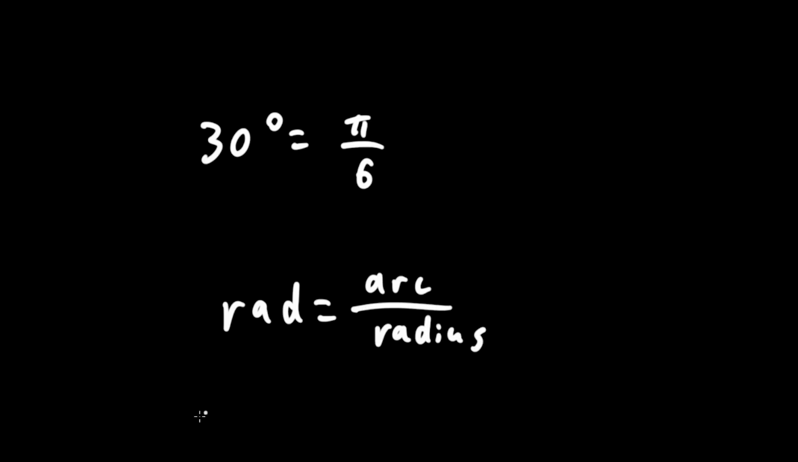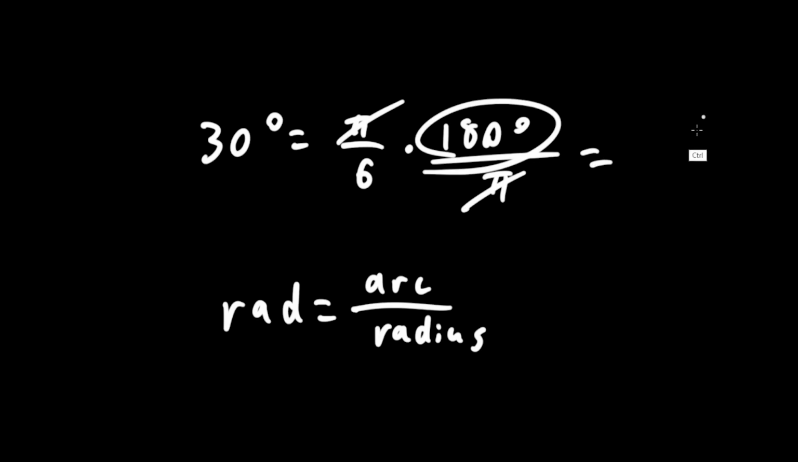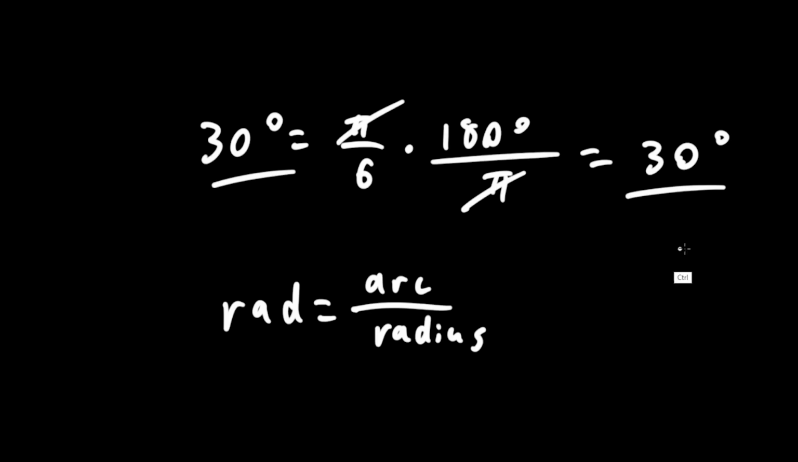If you want to convert a radian to a degree number, you can multiply it by 180 degrees over pi. And let's see if this checks out. 180 divided by 6, that's going to give us 30. So we end up with 30 degrees, and this checks out. And if you want to convert degrees to radians, you can just do the opposite.